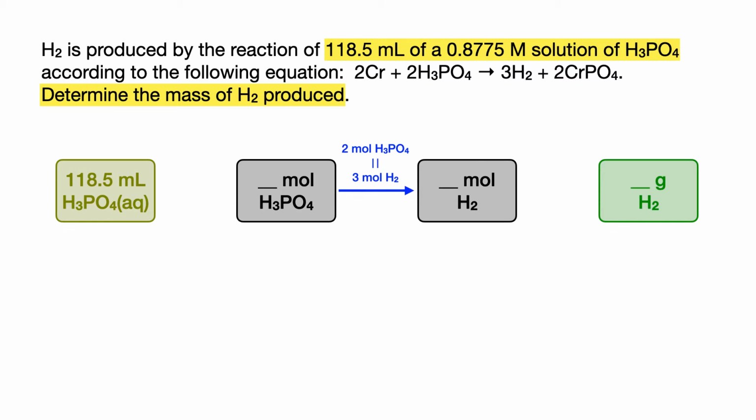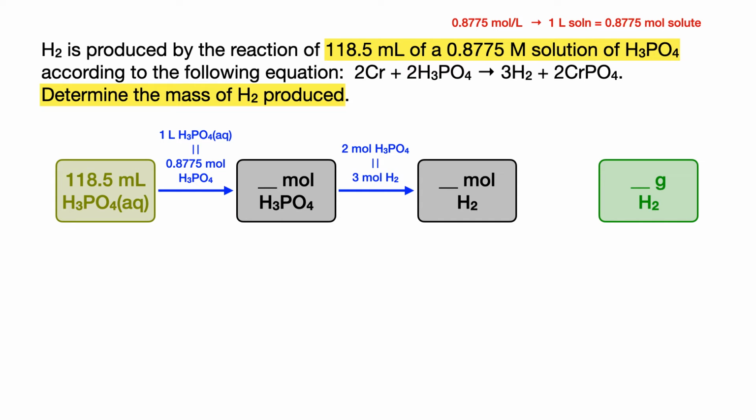And then in the first step, where we need to go from the volume of phosphoric acid solution to the number of moles, we can work that out if we know the concentration of the phosphoric acid. And we do. It's given to us. It's 0.8775 molar, or 0.8775 moles per liter. And so that tells us that 1 liter of solution contains 0.8775 moles of solute, the phosphoric acid. And so we're going to need that to go between the volume and the number of moles.